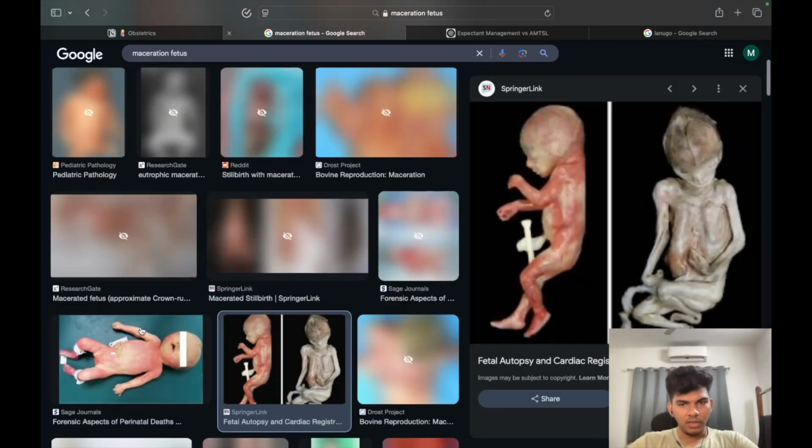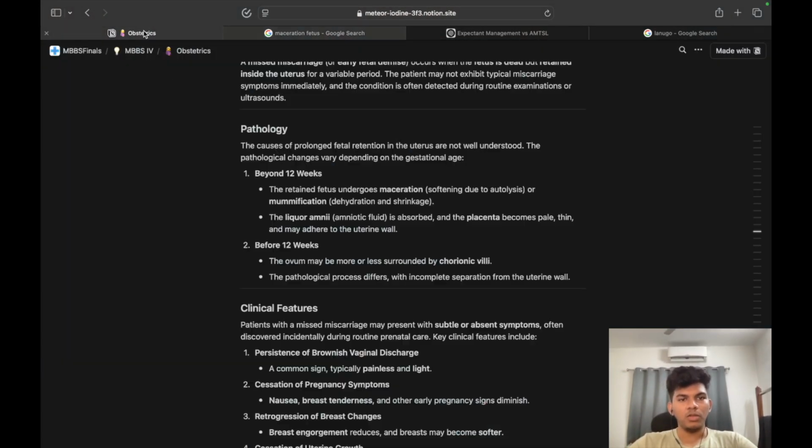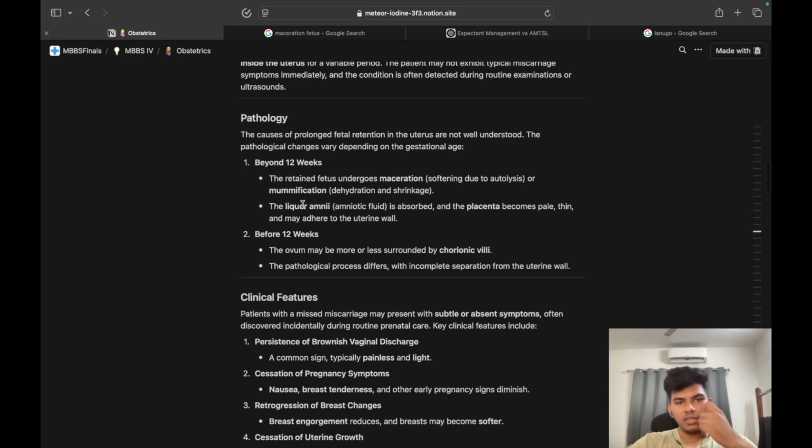Maybe something like this, or mummification. You know how a mummy looks, that is mummification. And the liquor amnii is absorbed and the placenta becomes pale, thin and may adhere to the uterine wall. So that is after 12 weeks.